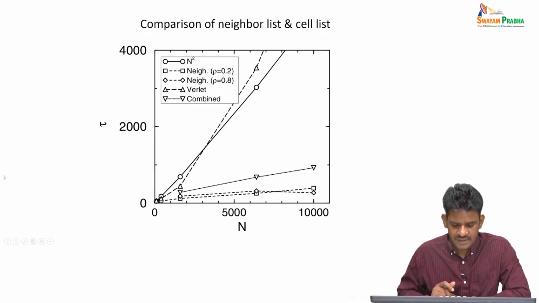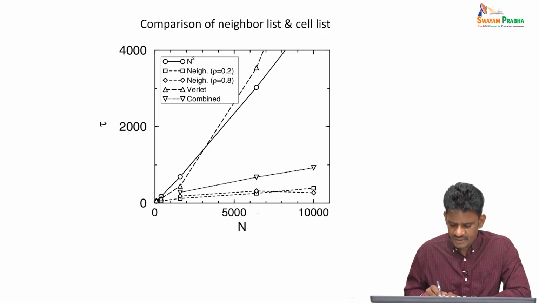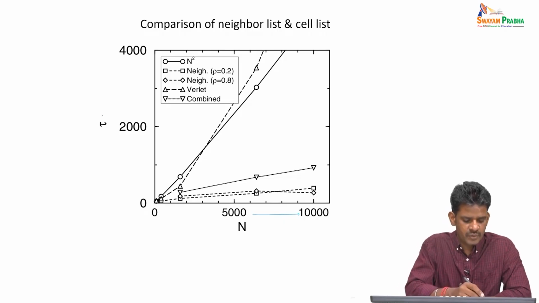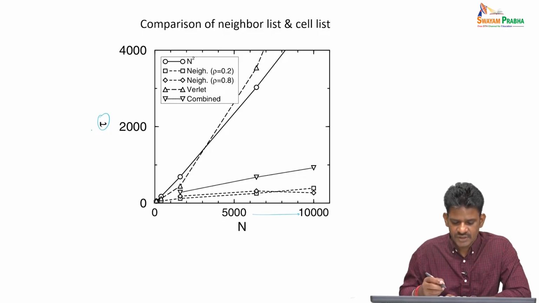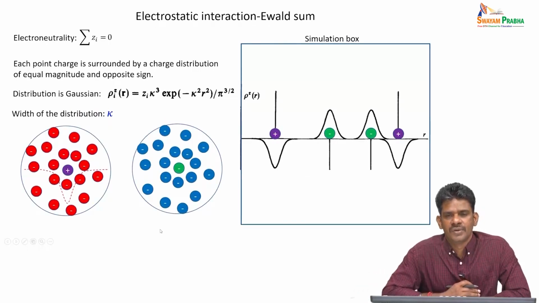We also saw the advantage of using such a neighbor list compared to a simple N square calculation of forces. The moment the number of particles goes very large, we see a lot of difference in the amount of time required to do the simulation. And we saw that the neighbor list with the cell list algorithm does very well, especially when you are looking at a very large system size.